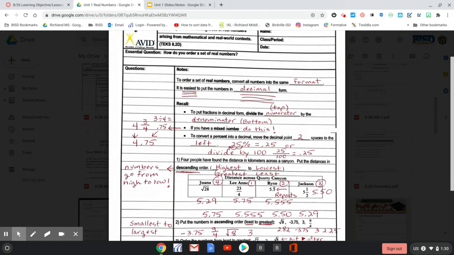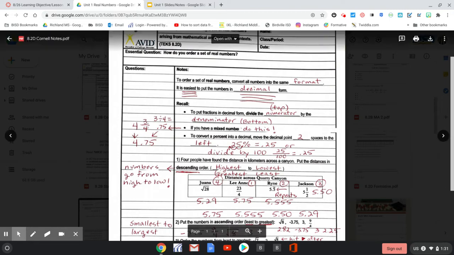If you have a mixed number, do this. And I put a little explanation here. If you have 4 3/4, just bring the 4 down, and then you have 3/4, so just divide that in your calculator. 3 divided by 4 is 0.75. So now you have 4.75. You're finished. You don't need to change it or anything like that, you've learned before. Just do that. That's the easiest way.